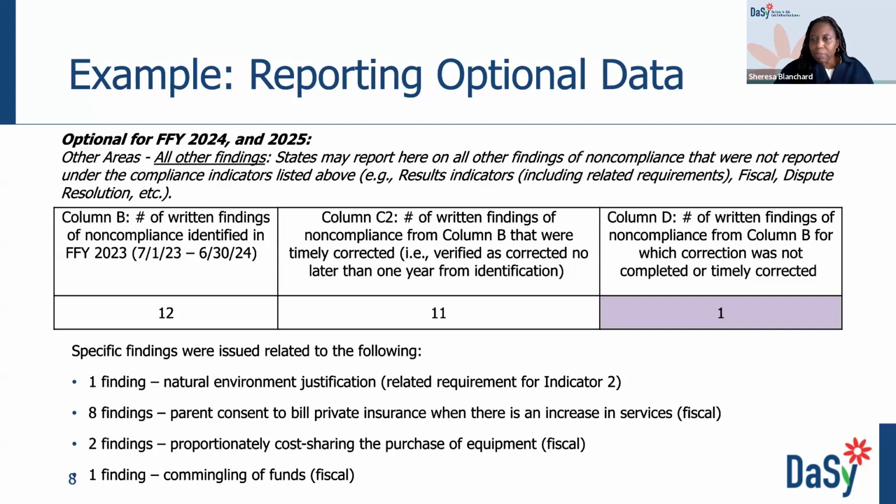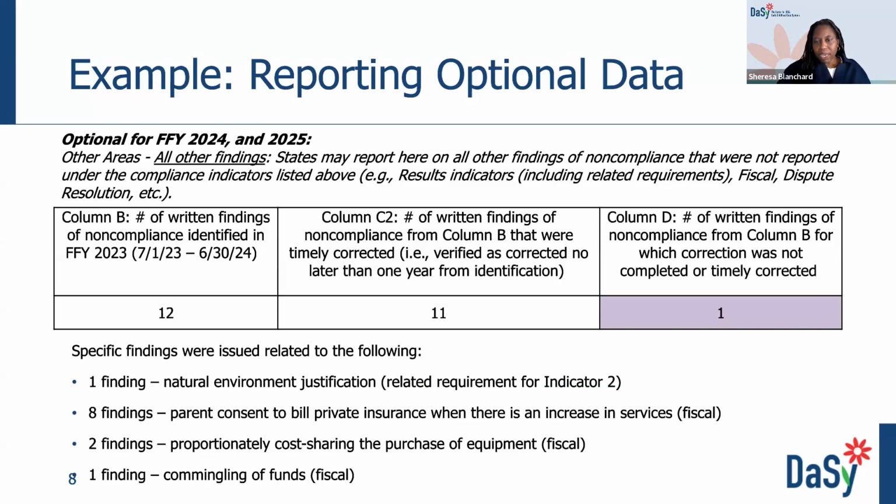Okay, let's look at an example of reporting optional data. In this example, I have to make it bigger. This example is for federal fiscal year 2024 and 2025, and it's all other findings. States may report here on all other findings of noncompliance that were not reported under the compliance indicators above.